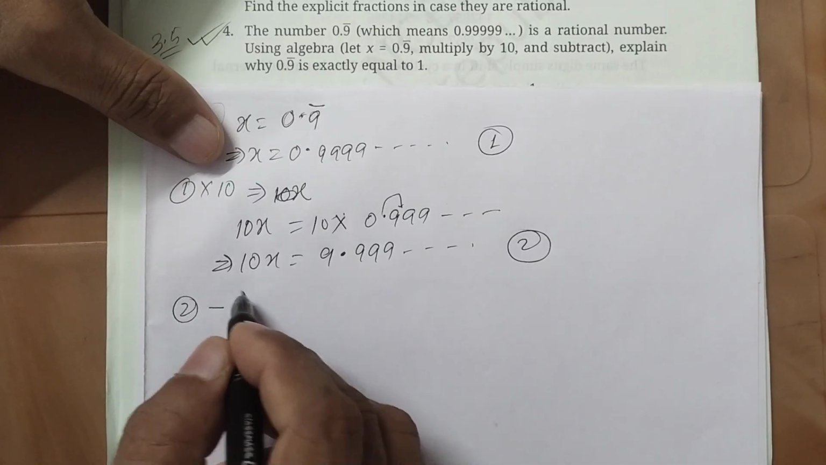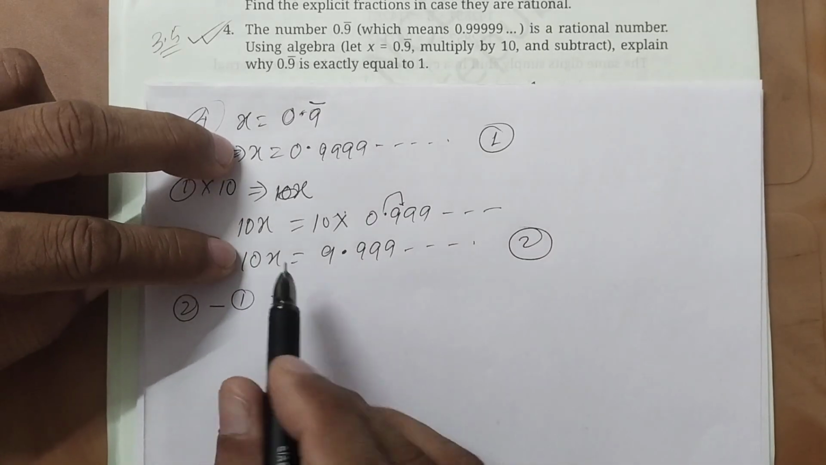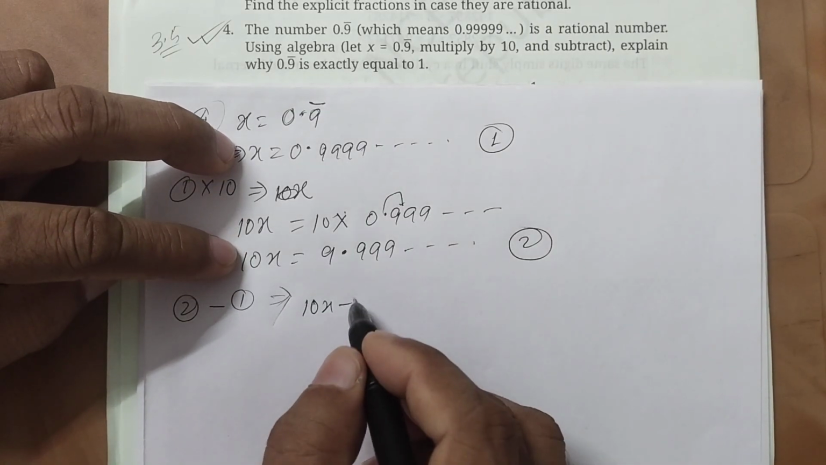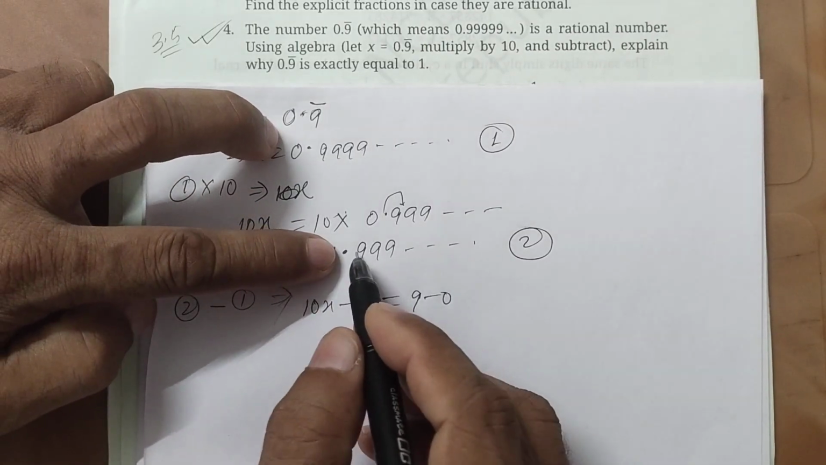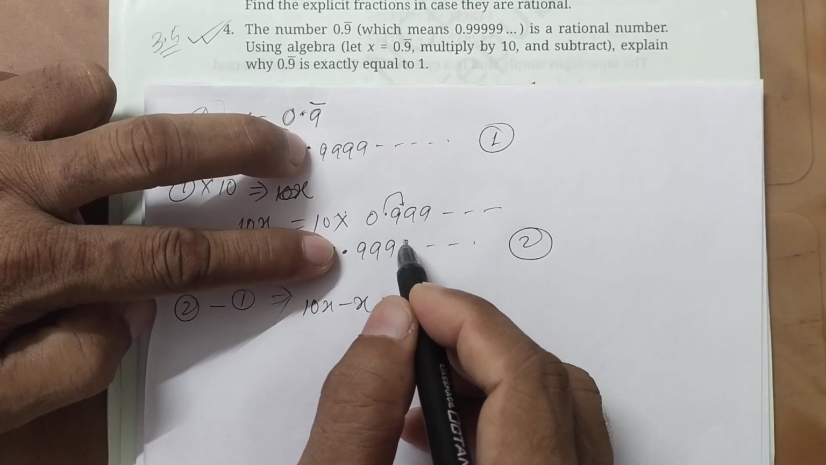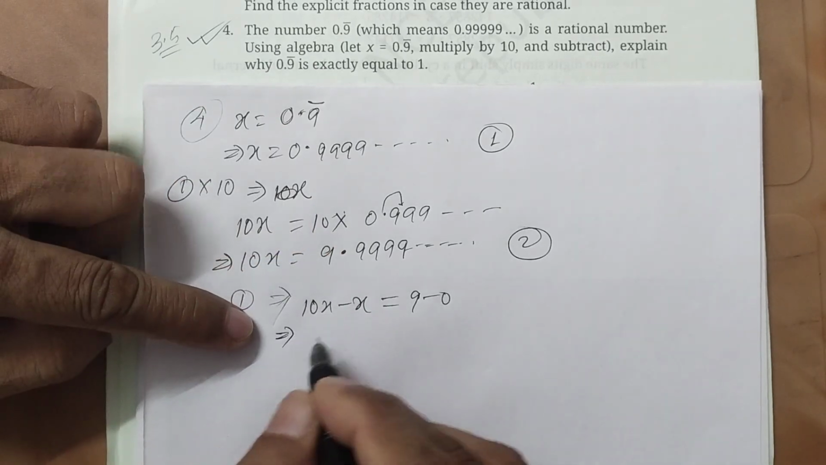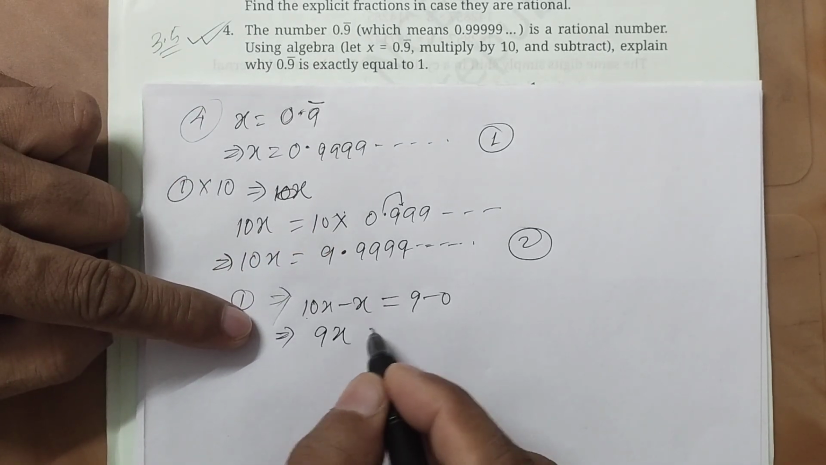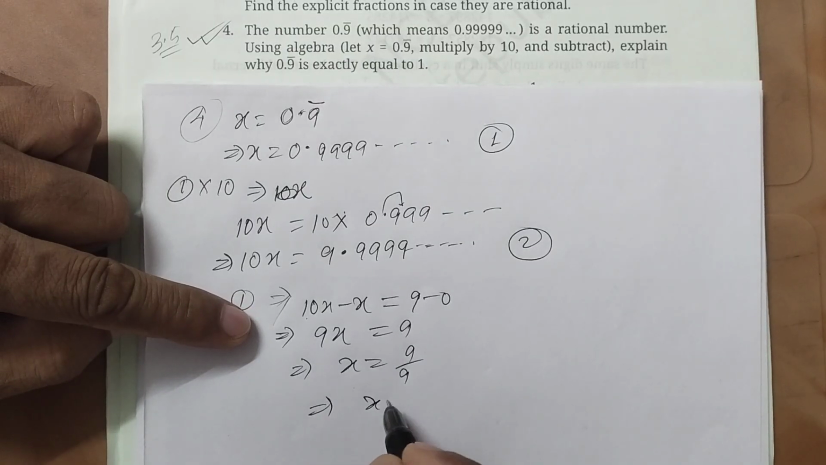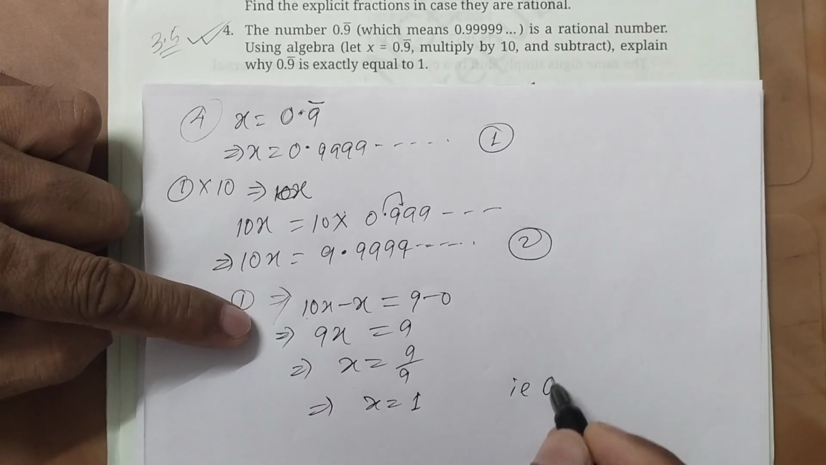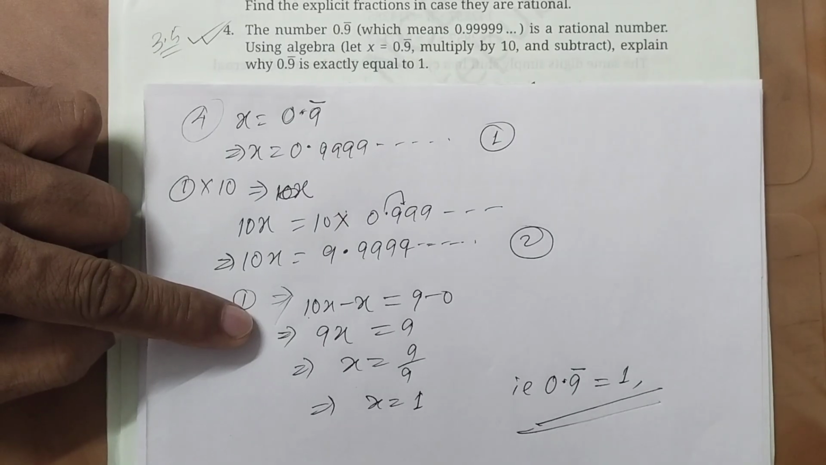Then equation 2 minus equation 1 implies LHS minus LHS, 10x minus x equal to RHS minus RHS, 9 minus 0. After the decimal point, you see it is exactly the same, so it will get cancelled. After the decimal point it is repeating, so any number of 9s you write, it will be the same. Then 10x minus x is 9x, which is equal to 9. So x is equal to 9 by 9, x is equal to 1, that is 0.9 bar, 0.99 repeating is equal to 1. That is the complete proof.